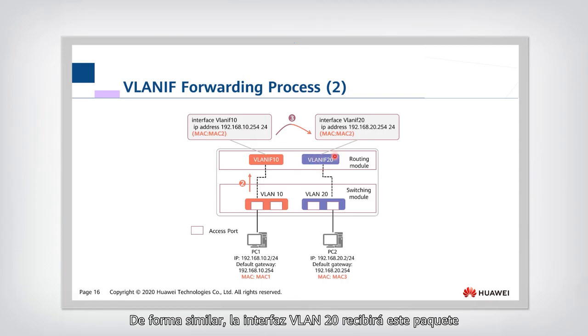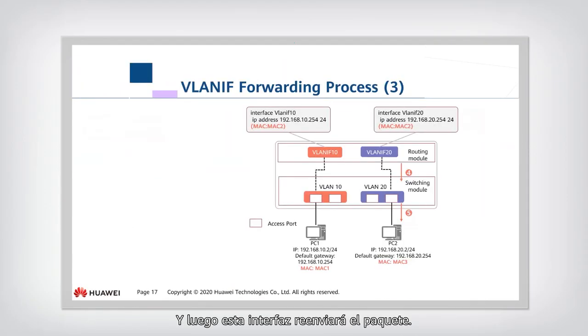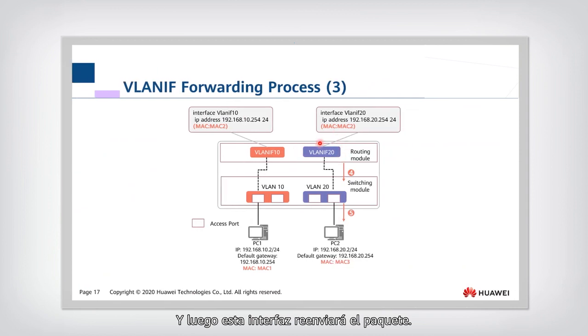And similarly, VLAN interface 20 will receive this packet and check whether it is for itself. Yes, the destination MAC address is for itself. So it should accept it, and then it checks the IP address to forward out. Here you need to be very careful: because this is the termination of the VLAN, when it forwards the packet, the tag has been deleted. And then this interface will forward it out.